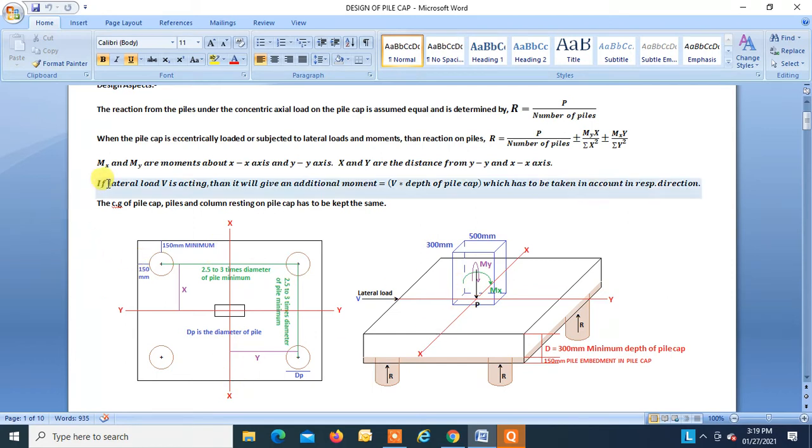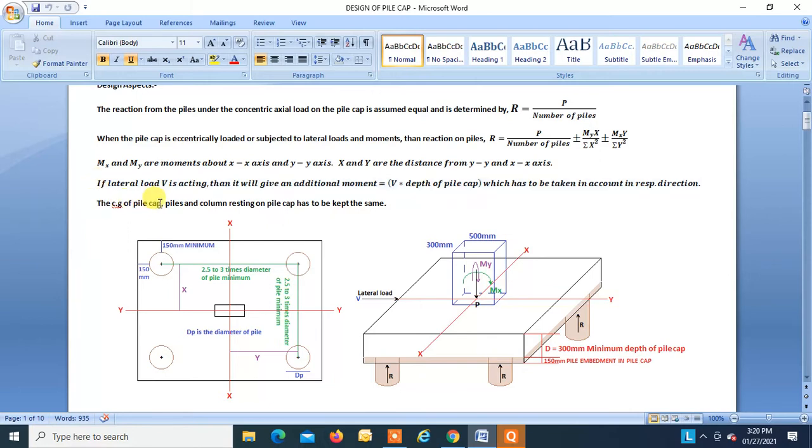If the lateral load V is acting, then it will give an additional moment equal to V into the depth of the pile cap, which has to be taken into account with respect to directions. So say suppose we have a lateral load acting over here, then this lateral load into the depth of the pile cap will give an additional moment in this direction. If you have a lateral load in this direction, it will give an additional moment in the other direction, right? So that additional moment we have to take into account.